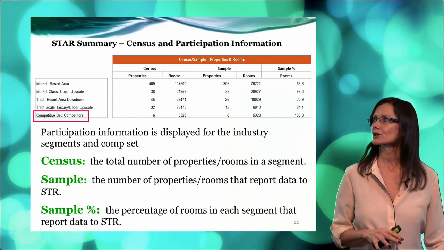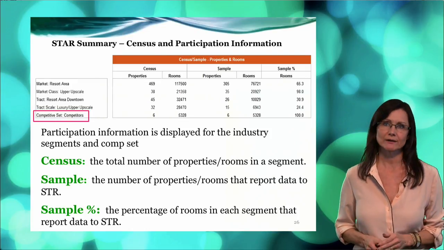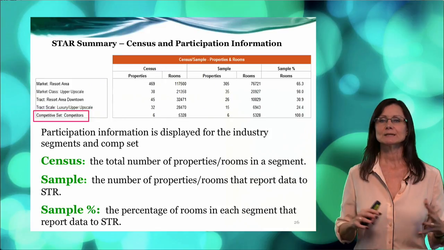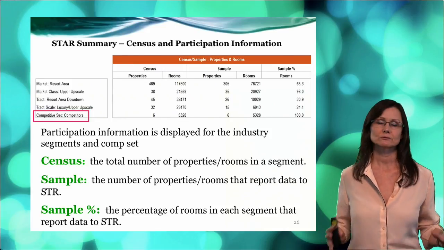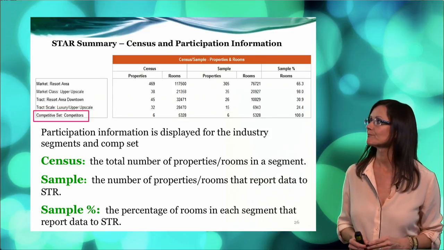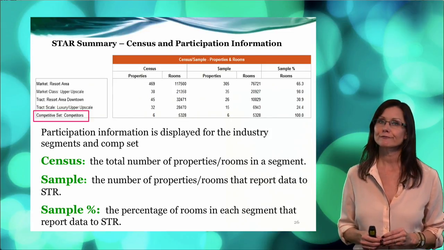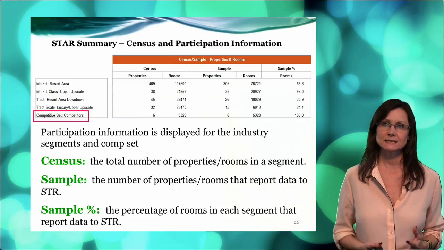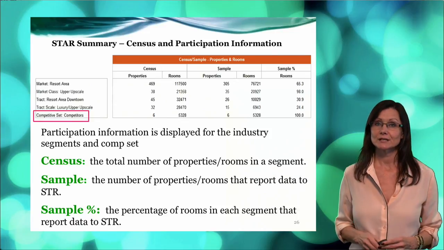If we go to the top row there where it says market resort area, what that's saying is in the resort marketplace, which includes all classes of hotels, there's 469 hotels, and 305 of those hotels are providing data to STR. So that's an excellent database of data.